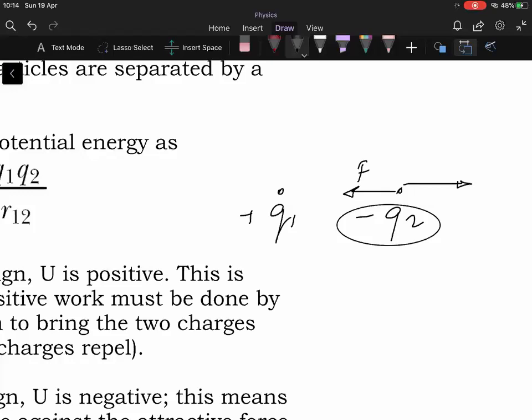ये दोनों आपस में join होना चाहते होंगे because of the force of attraction. So the agent, when it brought this charge from infinity and created this configuration, must be doing some negative work because force of attraction के against में उसको कम काम करना पड़ेगा, right? If the work done by the agent is negative, the potential energy of the system will be also negative.